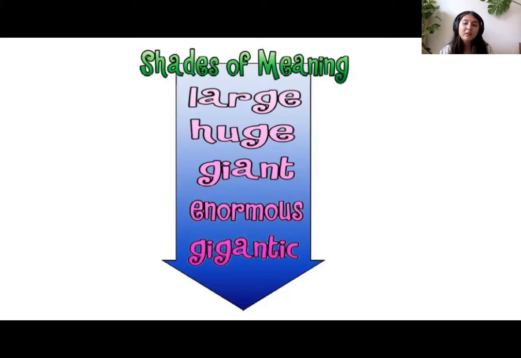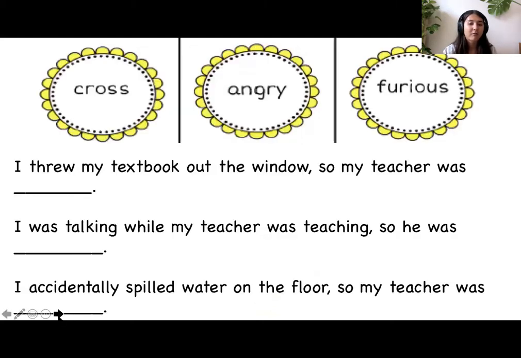However, even though they all have a similar or same meaning, they have different shades. So for example, if something is large, it's pretty big. But if something is gigantic, it's much bigger than large. So we could say an elephant is large, but the Eiffel Tower is gigantic. So it's important for us to have an array of synonyms and be able to use our shades of meaning correctly in our writing.